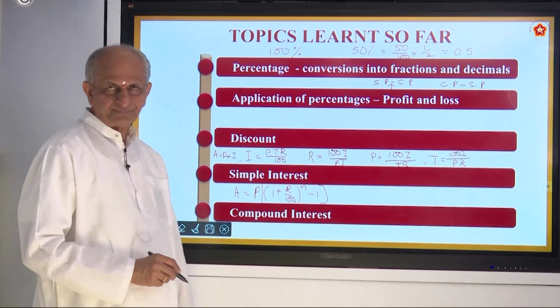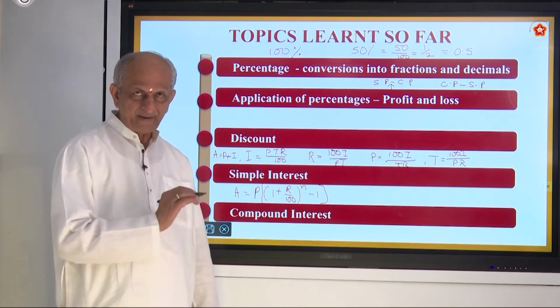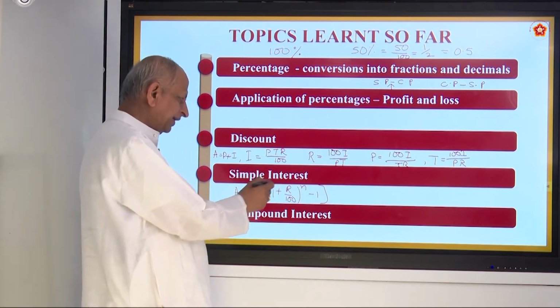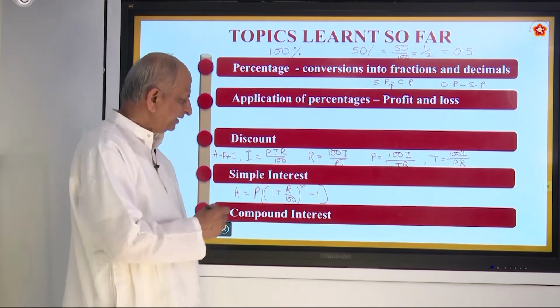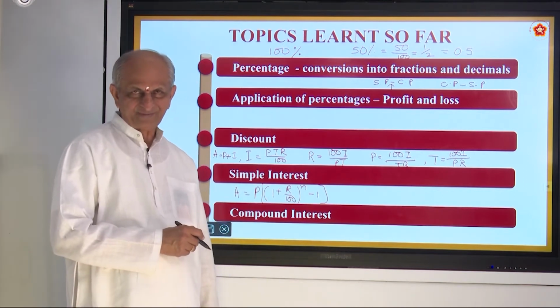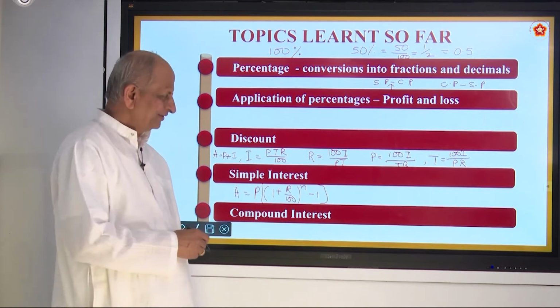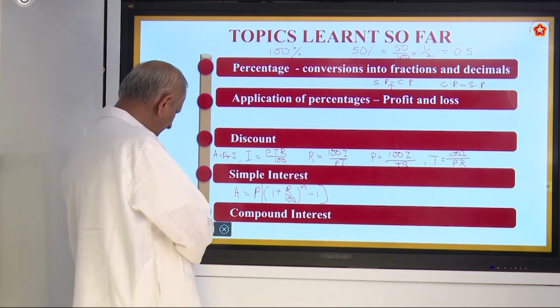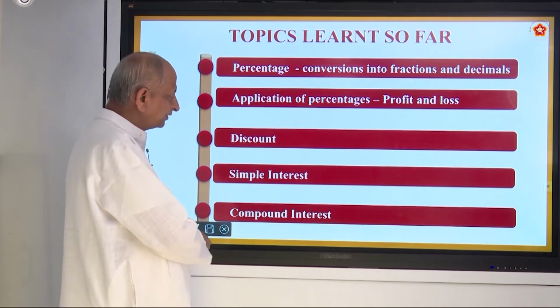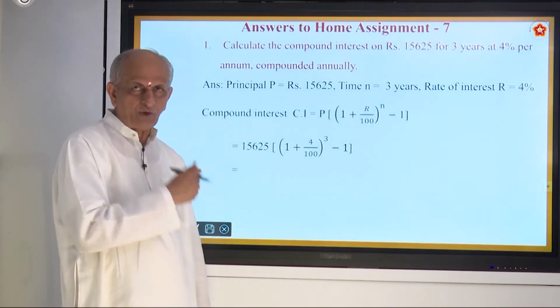What is A? A is amount. What is P? Principal. What is R? Rate of interest. What is N? Number of years. Can you work out? Okay, we will have some more problems today also. Before that, we will work out the home assignment.